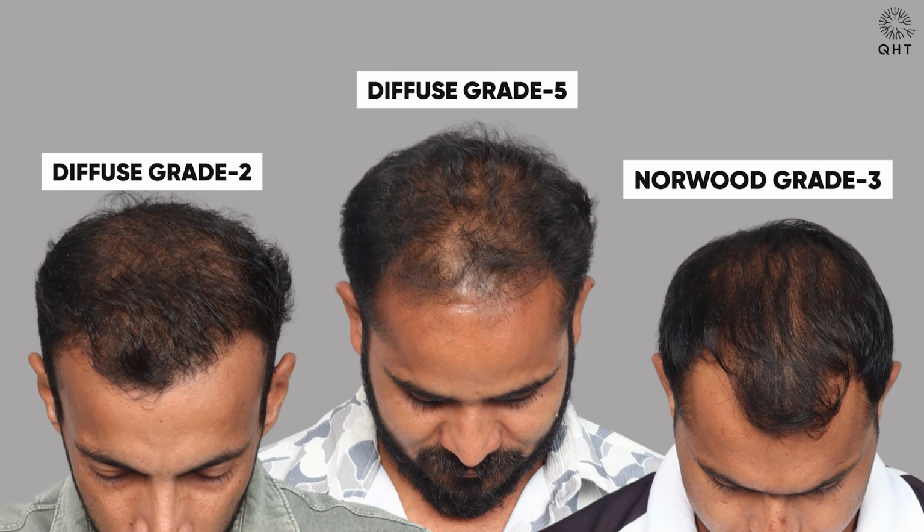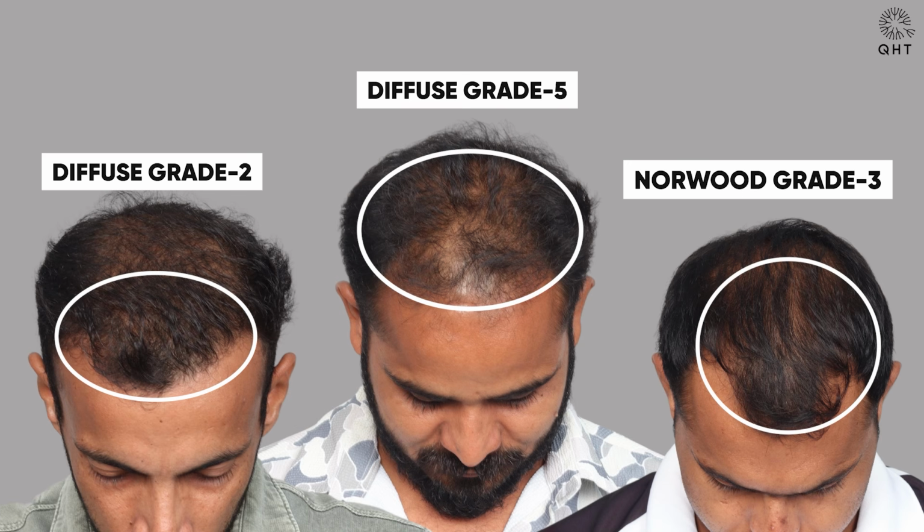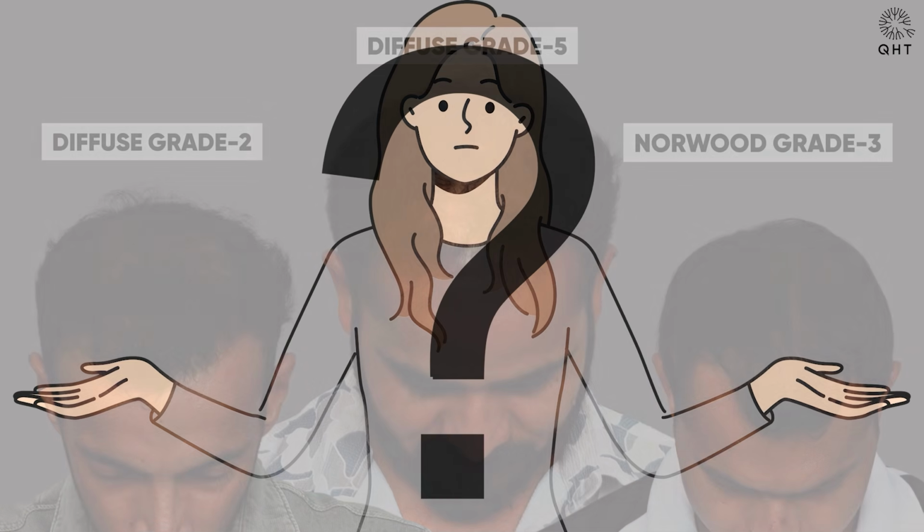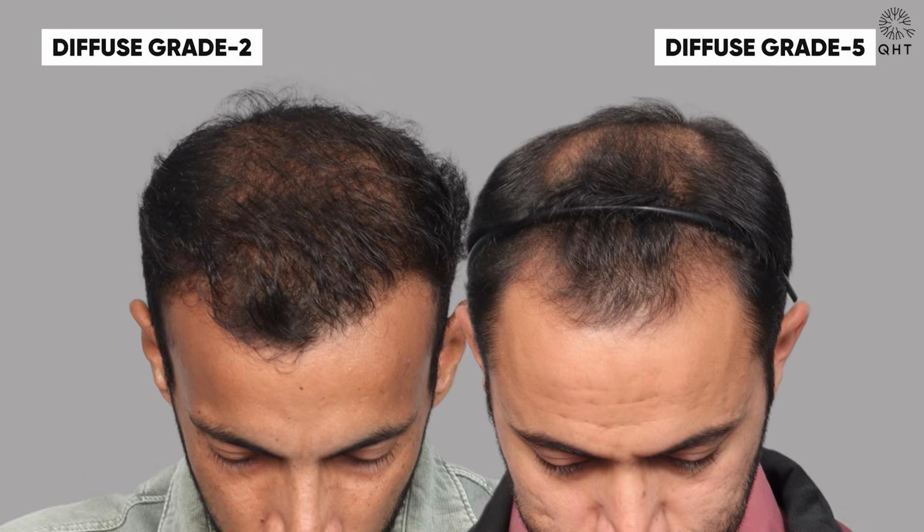In today's video, we are going to show you the differences between diffuse grade 2, Norwood grade 3, and diffuse grade 5 baldness, moving from mild to advanced stages. This will help you easily identify which stage your baldness belongs to. And here is the impressive part.